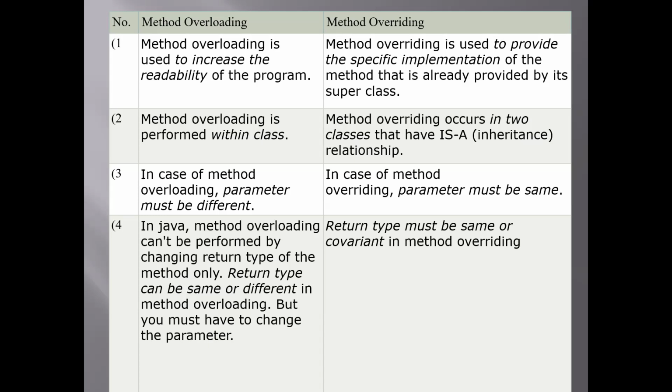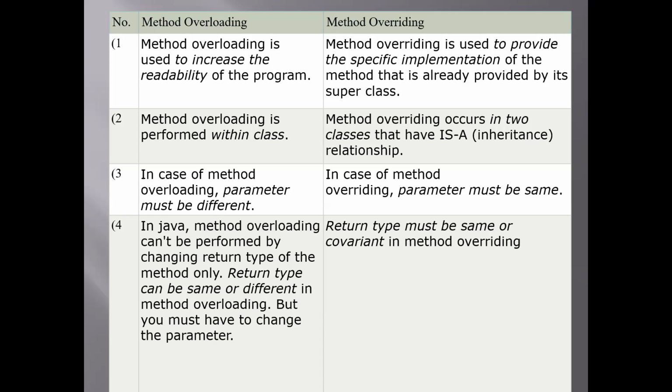In the case of overloading, parameters must be different. As I told you, one of the rules is that you change the number of parameters in overloading, or else you can change the data type of the parameter. Unlike overriding, it's totally the opposite. I have to keep the same parameters as they are. So it's a big difference between overloading and overriding.